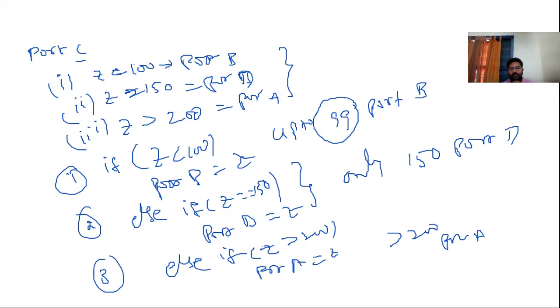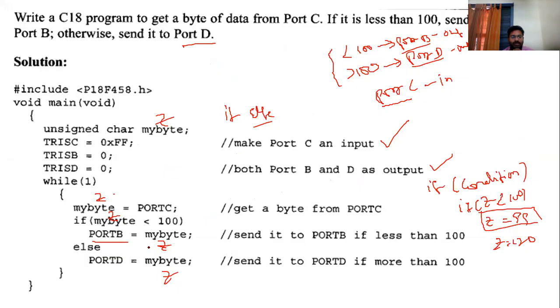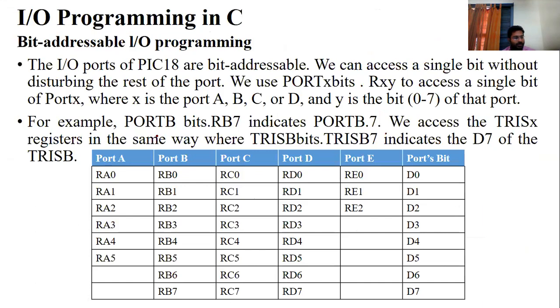Okay, then again come to the program here. See this, this is the program. Again, some bit operations. Suppose you want to perform operations bitwise. For that purpose we consider bits, and here 8-bit ports are considered. Port A, RA0 to RA5, you can consider 6 bits. Port B, port C, port D, you can consider 8 bits each. Port E, you can consider only 3 bits.